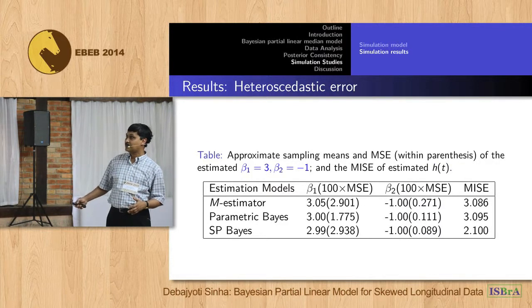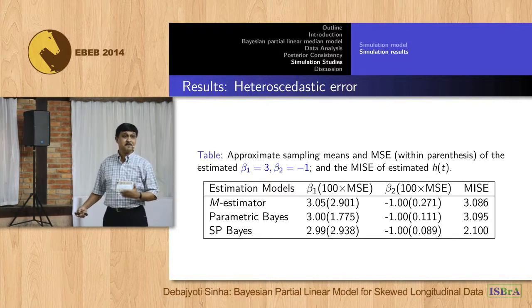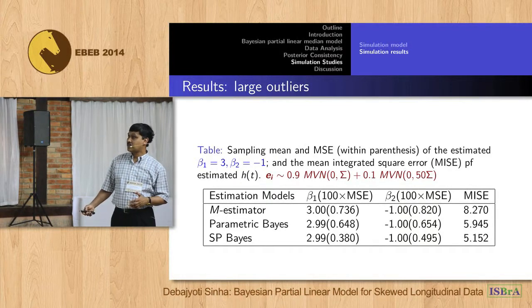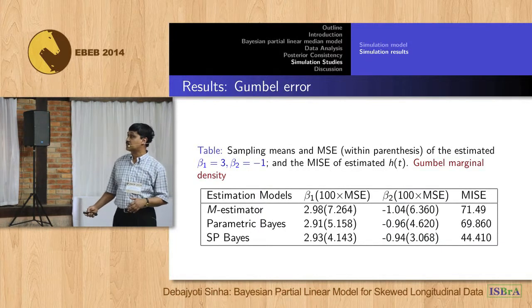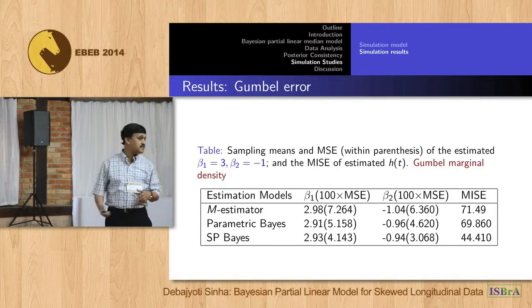This is the second one, where it's a heteroscedastic situation, but we missed it. Look at even here. I think it's pretty clear how much we gain. And this is the large outlier case. Even there you can see the remarkable gain in efficiency. And this is the gamma case, which is of course extremely disadvantageous for us. But even there you can see a fantastic gain in all of this.